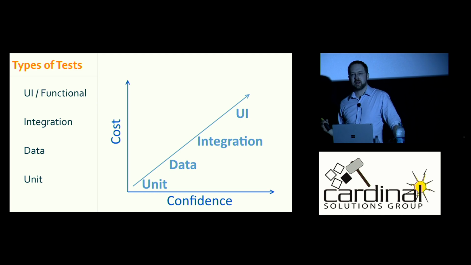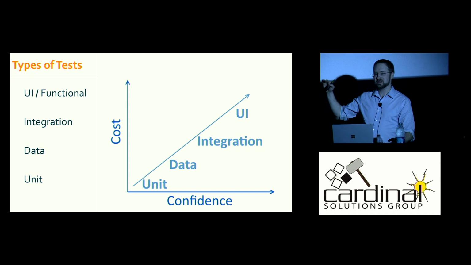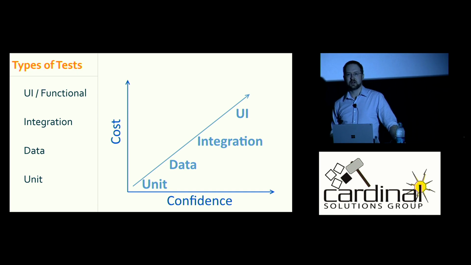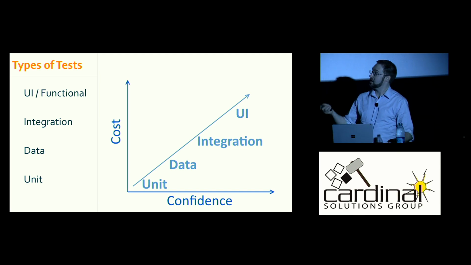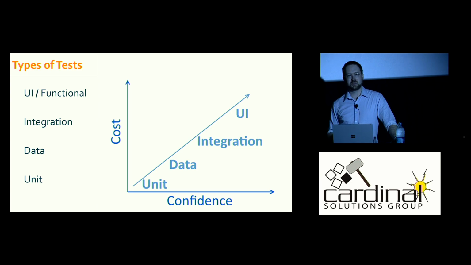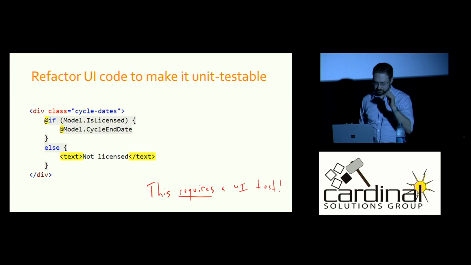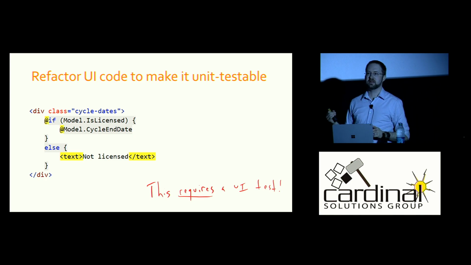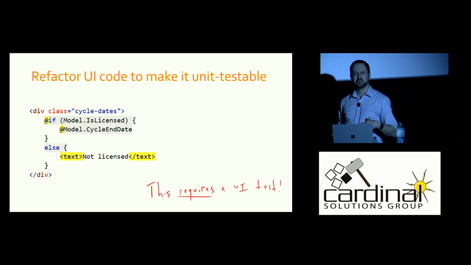So whenever we set out to write a test, the first question we ask is, what is the lowest test on this list that could conceivably give us the confidence that we need? And if the answer is UI test, the very next question we ask is, how can we change the code to change that answer? And here's an example. A common scenario we have is that some piece of information is visible or hidden based on some business rule.